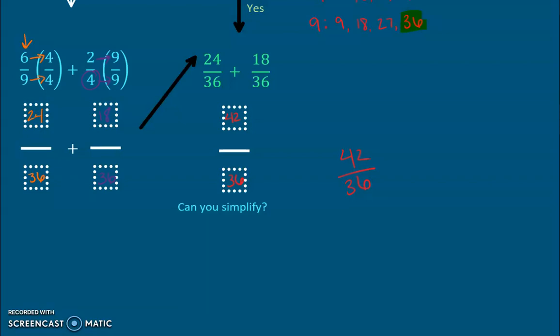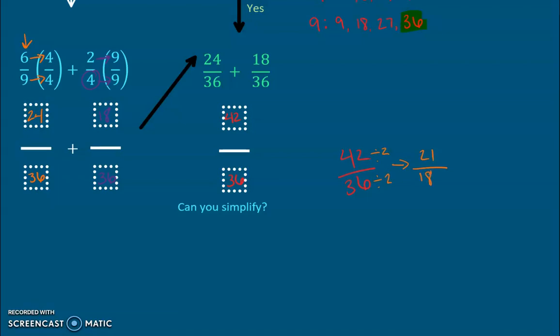Now, a really easy number to determine that we can divide by is 2, because both 42 and 36 are even numbers. So I can easily divide this both by 2, right? Because again, whatever we do to the top, we have to do to the bottom. And we can get our answer that way. And so we can say that 42 divided by 2 is going to give me 21. And 36 divided by 2 is going to give me 18.